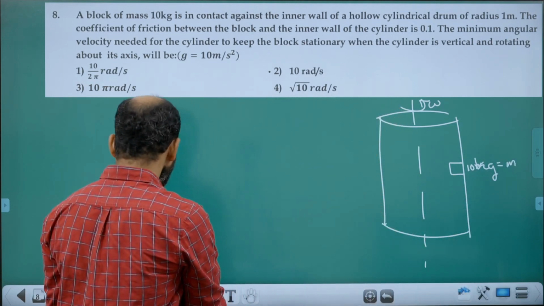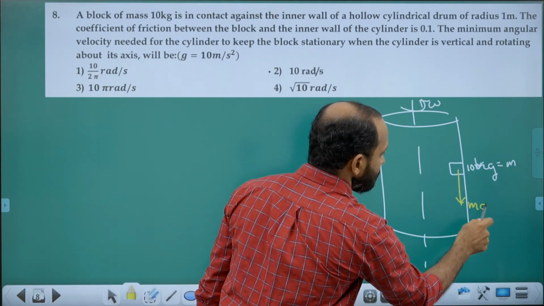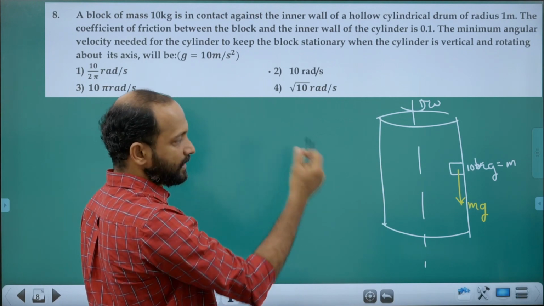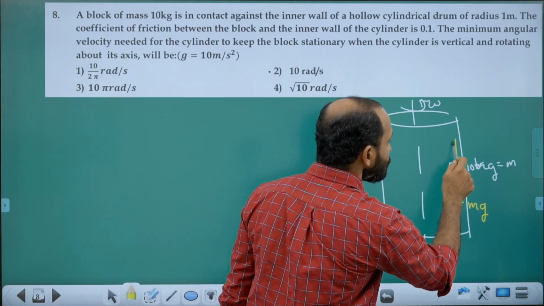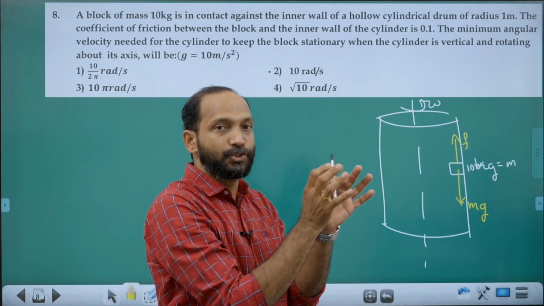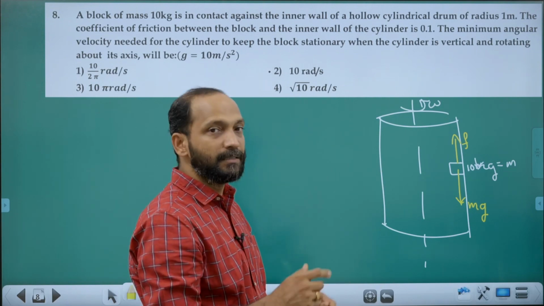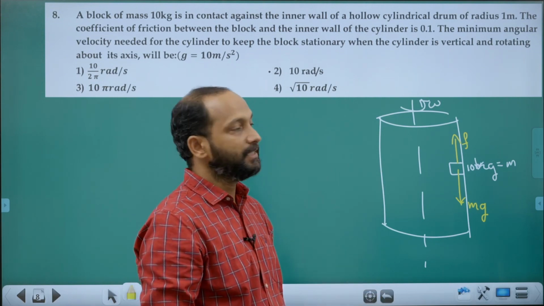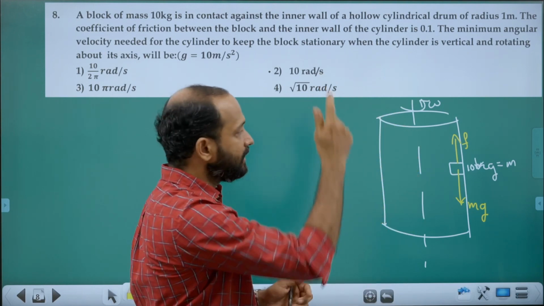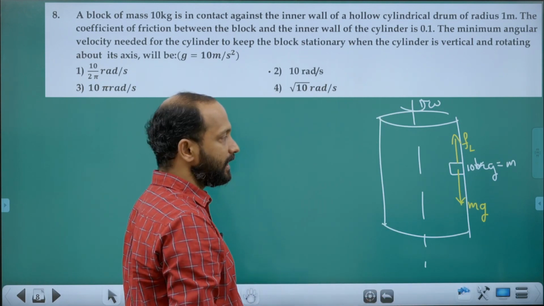Now, what all are the forces acting in this case? mg is acting downward. Now, for holding it fixed there, frictional force should be acting in the upward direction because the tendency of the block is to slide down. Frictional force is against the impending motion. Impending motion means a tendency to slide. The tendency to slide is downward. So static friction is acting upward. The maximum value of static friction is the limiting friction. That is the limiting case.